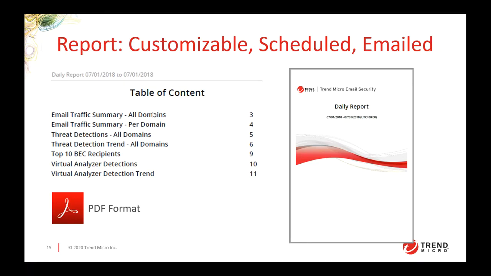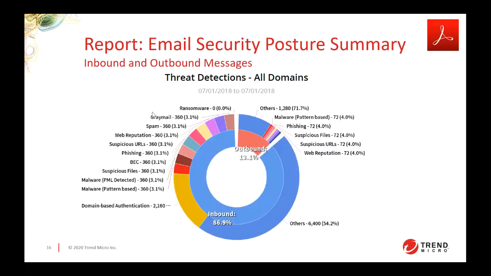There are more than 20 detection mechanisms used, so you will get the details of through which detection mechanism the particular threat is getting blocked. And you can also fine tune the configurations and everything. There will be very few false positives compared to any other email security solution. So this is how the report looks like.